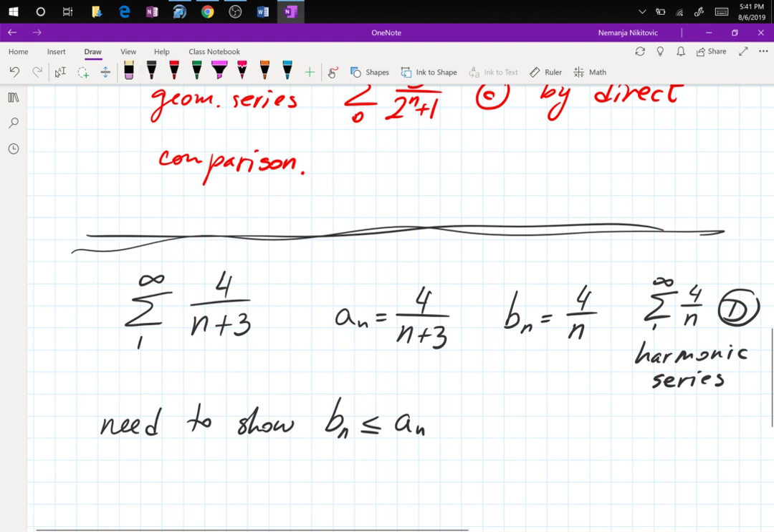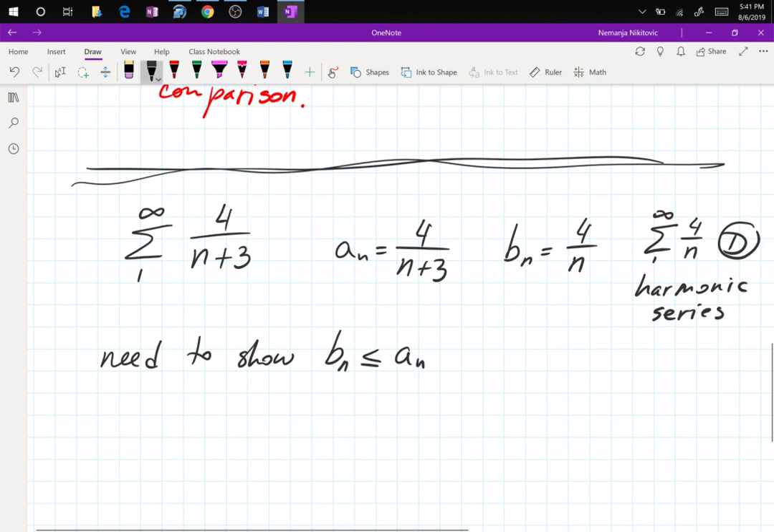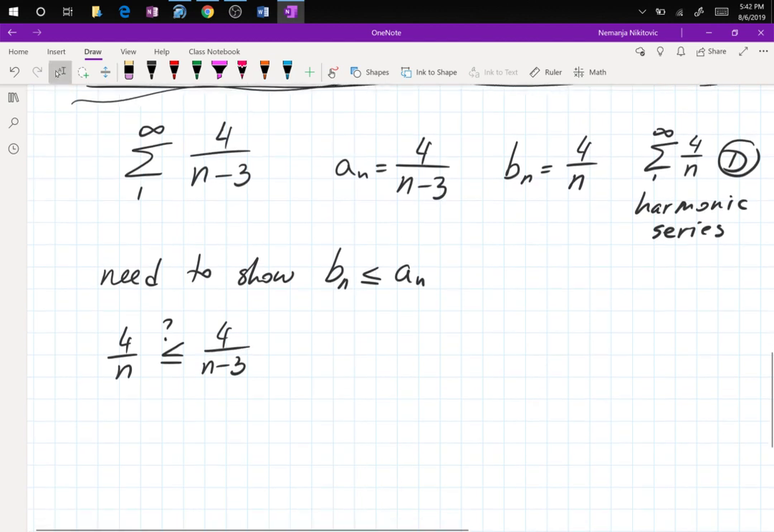Need to show this. So bn is 4 over n, and that needs to be smaller or equal than 4 over n minus 3. Need to have n minus 3, because if you put a plus, then we have to use the limit test. We didn't learn everything yet, so there's supposed to be a minus 3 there for this problem. So now what do I do?